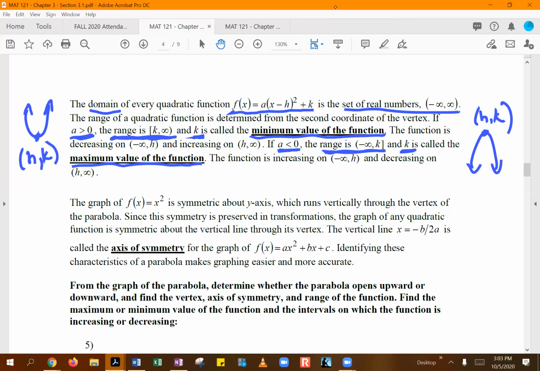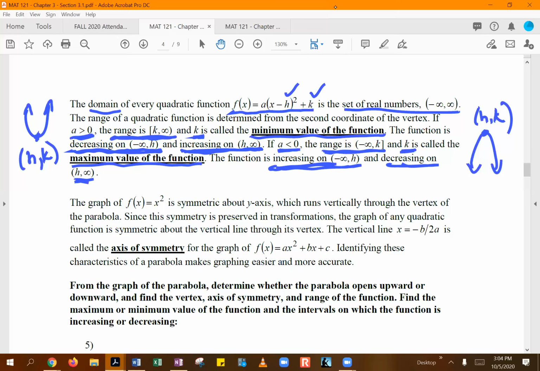And then look at these intervals for where the function is increasing and where it's decreasing. If the parabola is opening up, the function will decrease on the interval negative infinity to h. It is increasing on the interval h to infinity. If your parabola is opening downwards, your increasing and decreasing will switch places. So it's going to be increasing on negative infinity to h, and it's going to be decreasing on h to infinity. So just by knowing what these h and k values are, we can come up with the range.